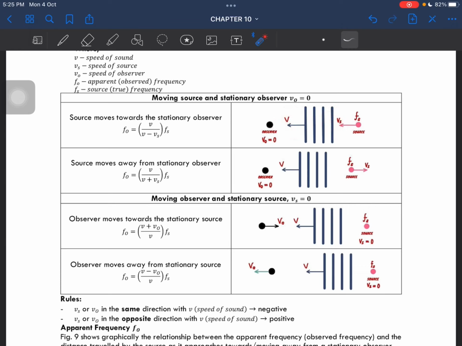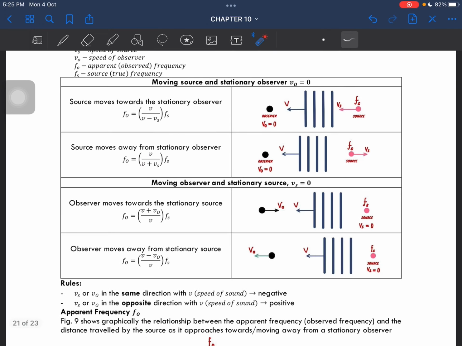Okay, and then let's look at when the source is moving away from the stationary observer. Now the velocity of the source is in the opposite direction to the speed of sound. So when it is like that, it will be V plus Vs, positive Vs. So it becomes plus here.